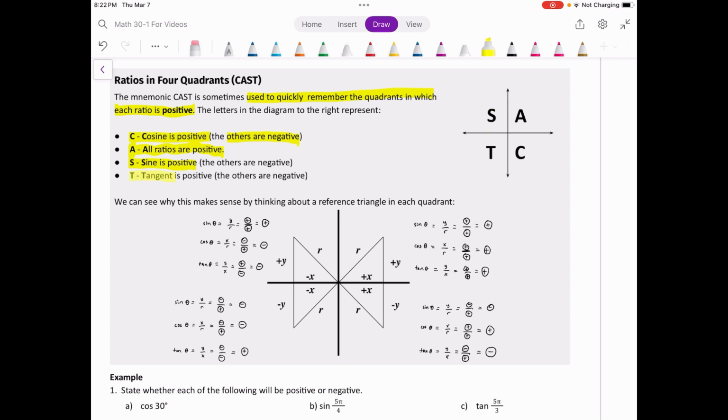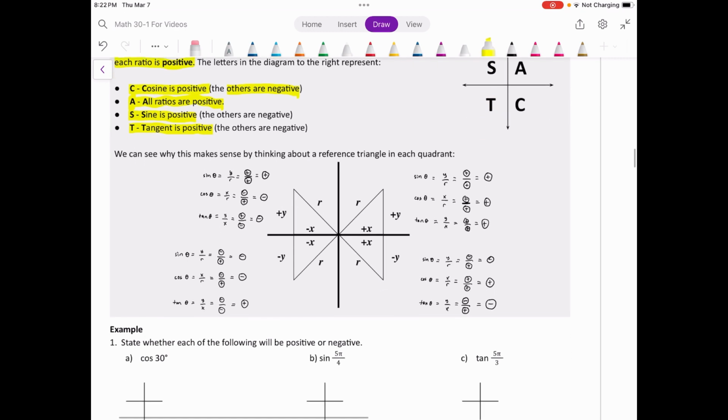And the T in quadrant 3 is for the fact that tangent is positive there, while sine and cos are negative there, okay? So only cos is positive here, the other two are negative. All three are positive, only sine and the other two are negative. Only tan is positive and the other two are negative in quadrant 3.